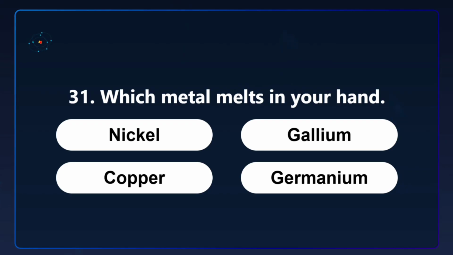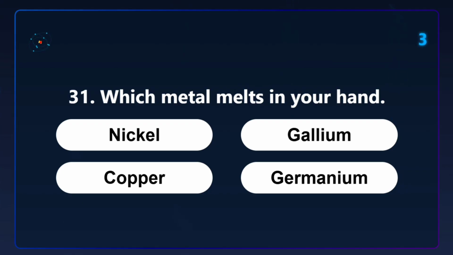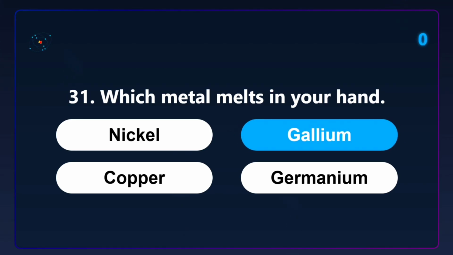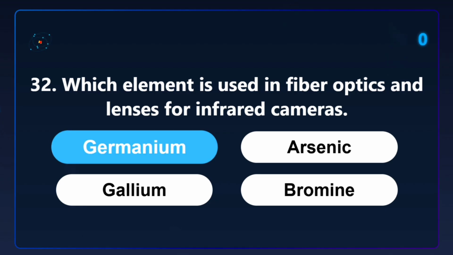Question 31. Which metal melts in your hand? The answer is gallium. Question 32. Which element is used in fiber optics and lenses for infrared cameras? The answer is germanium.